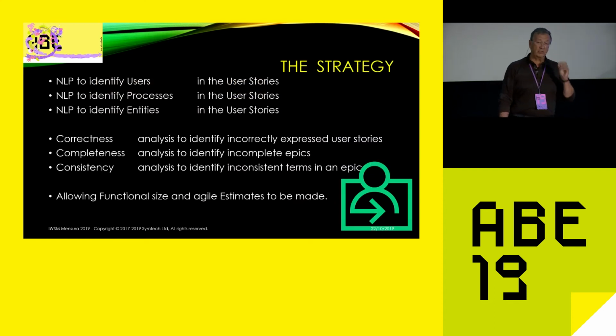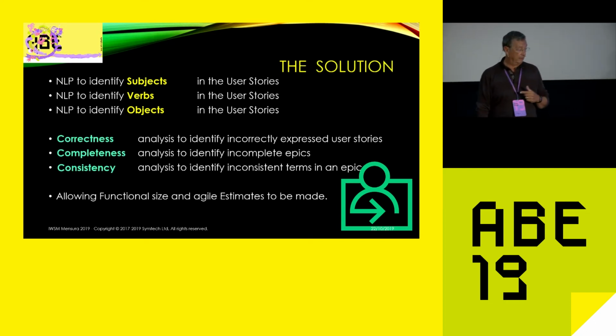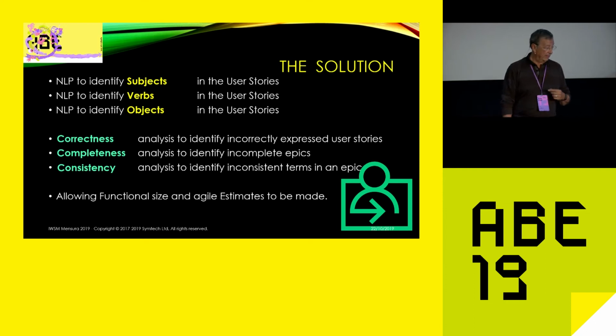So our strategy subtly changes. It's not identifying users, processes, and entities. We're going to identify subjects, verbs, and objects using our natural language processing. Then we can do the correctness, completeness, and consistency checks. Well, what are they? Well, the solution to those is simple.